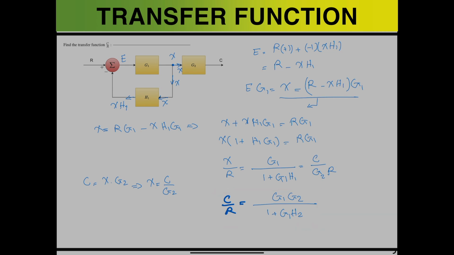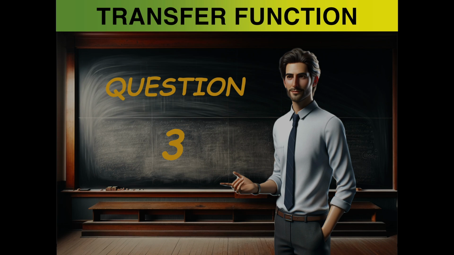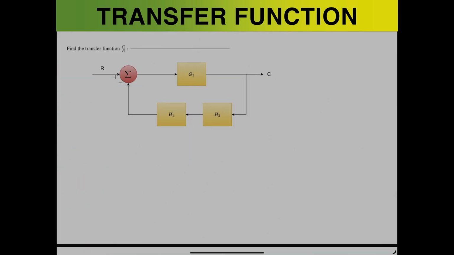So essentially it is the transfer function of the first part, which is the closed loop, multiplied by the second block, which is G2. In this case, G1 over 1 plus G1 H1 is the transfer function of this closed loop, and this is going to be multiplied by G2. Let's move on to the next question. Again, this question is saying, try to find the transfer function of this system.